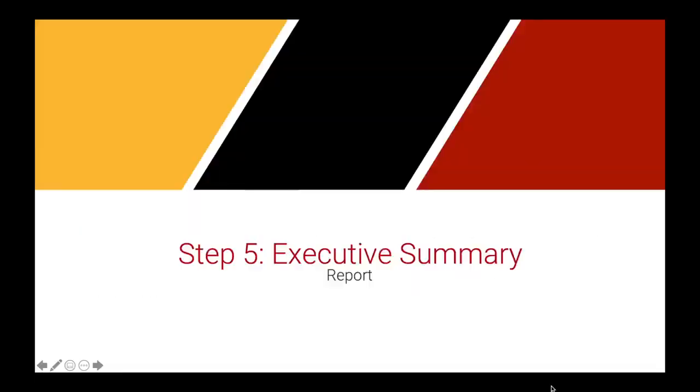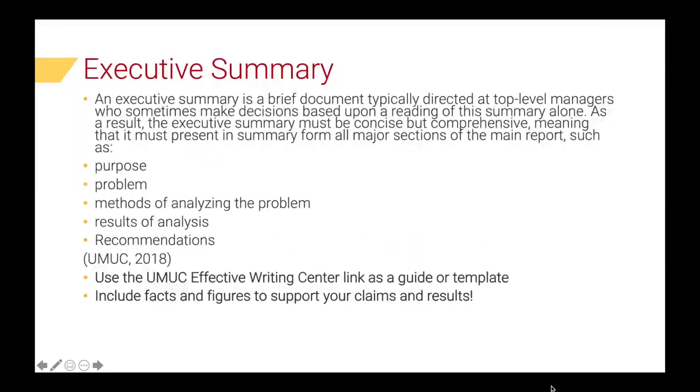Step 5 in this project is to write your executive summary. An executive summary is a brief document typically directed at top-level managers, who sometimes make decisions based on reading the summary alone. As a result, the summary must be concise but comprehensive and include the problem, the purpose, the method of analyzing the problem, the results of the analysis, and the recommendations. And you can also include facts and figures to support your claims and results.